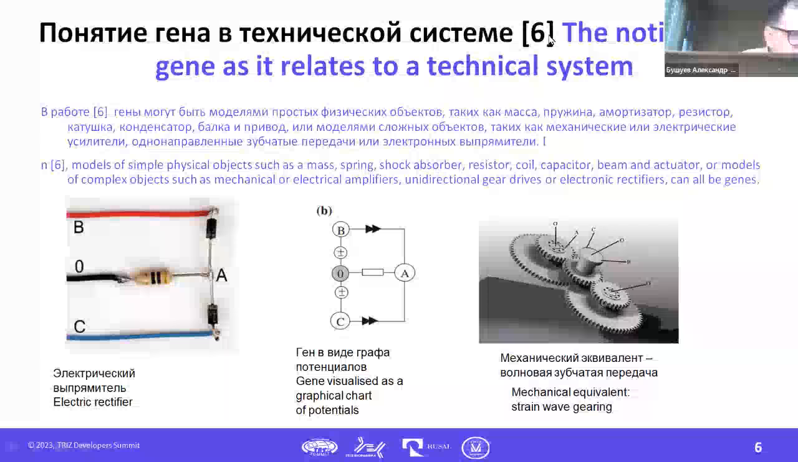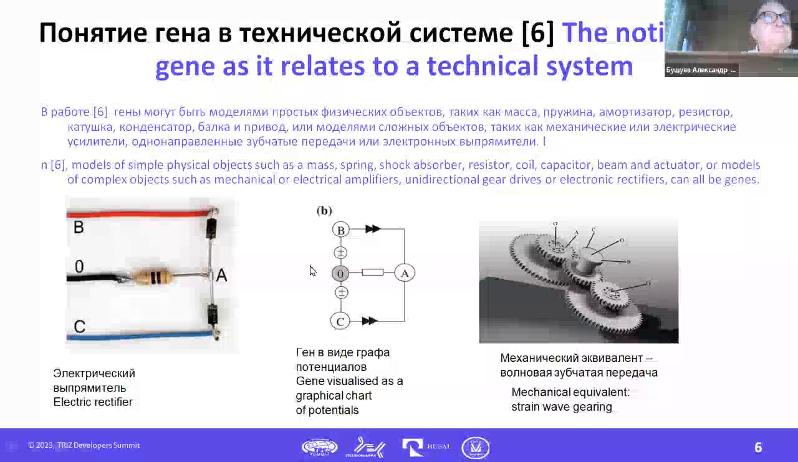This Article 6 by Mr. Shai suggests that models of simple physical objects such as a mass, spring, shock absorber, resistor, coil, capacitor, beam, and actuator, and models of complex objects such as mechanical or electrical amplifiers, can all be genes, or unidirectional gear drives or electronic rectifiers. So all these can be genes.